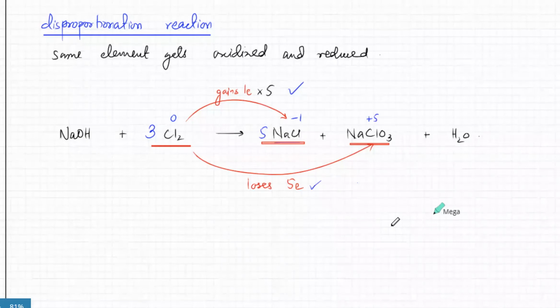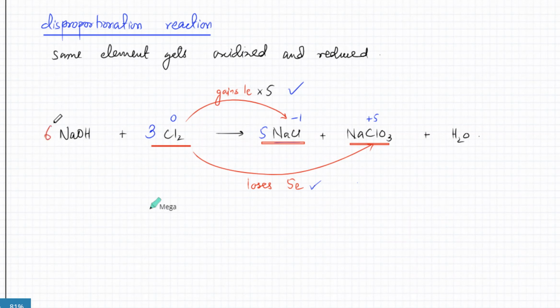The last part is that you have to balance. How many Na do you have? You've got 6 Na, so that's going to be 6 NaOH, and you can balance the last thing, which is water. That's 6 H, so there should be 3 H2O, and that's it.